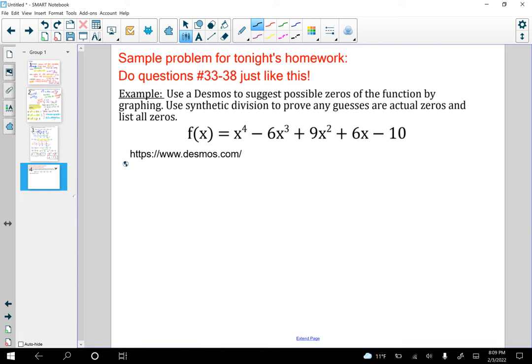Okay, sometimes it's a little bit harder. Sometimes you're not given possible zeros. And I'm like, should I just start guessing random numbers? And I mean, you could, I guess, guess and check is a problem solving strategy. I wouldn't recommend it. What you're going to do, and you're going to do this in 33 through 38 on your homework, is you're going to use Desmos to help you pick a zero. All right, so let me pull up my friend Desmos here.